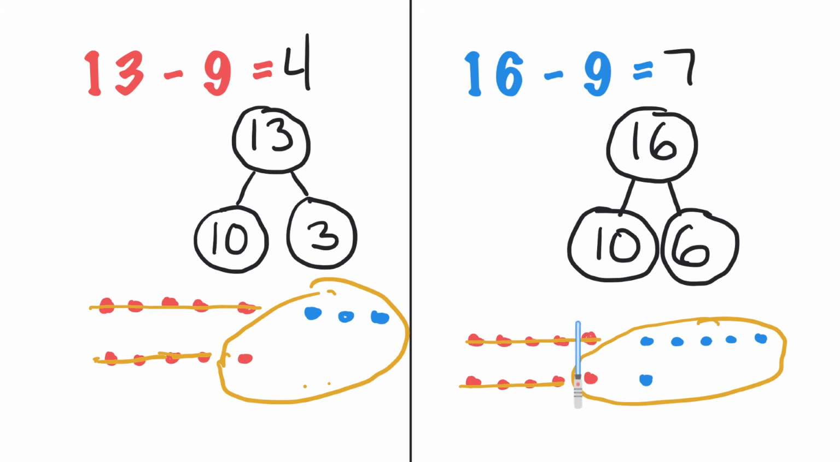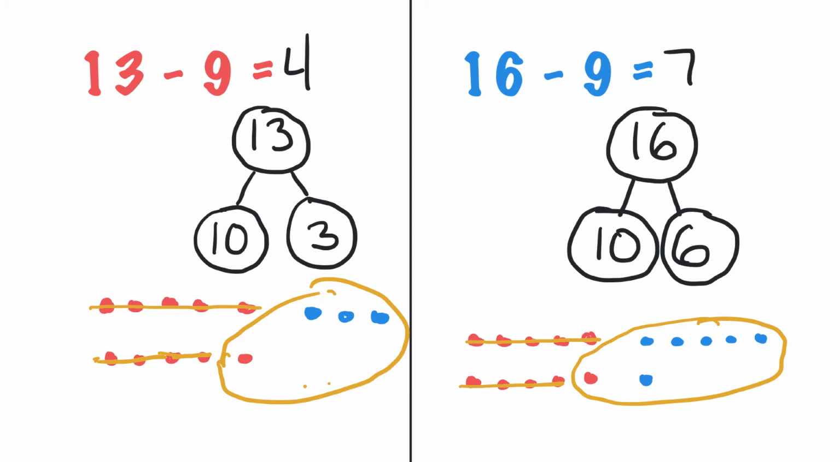And we know that if we have a group of 10 and we take out 9, we are going to have 1 left over. So we just add that 1 over here with that group of 6. So we have 6, and then 1 more is 7. So 16 minus 9 is 7. Great job, boys and girls. Let's take a look at another one.